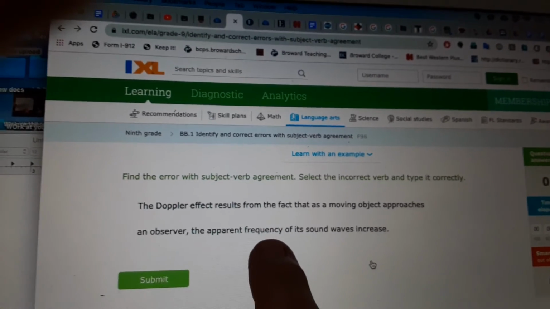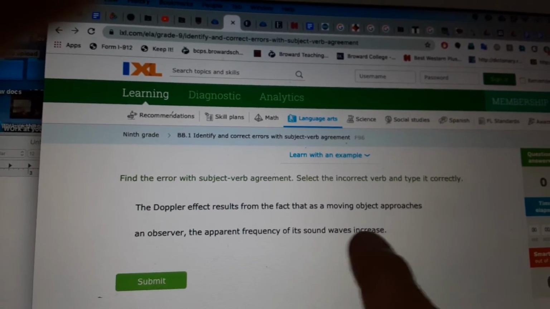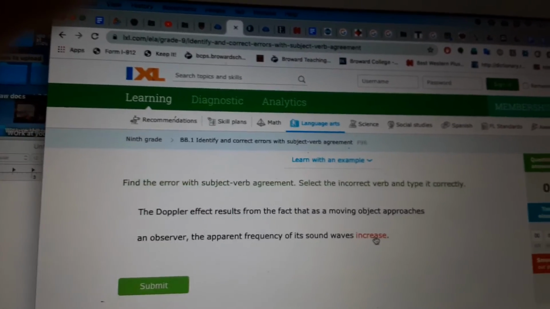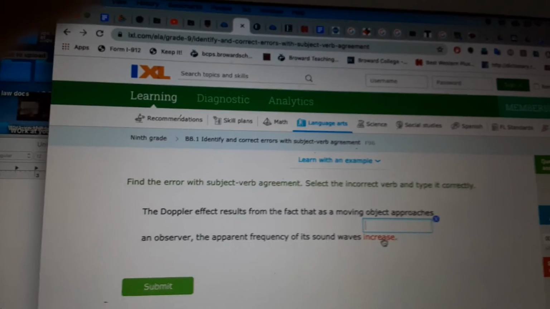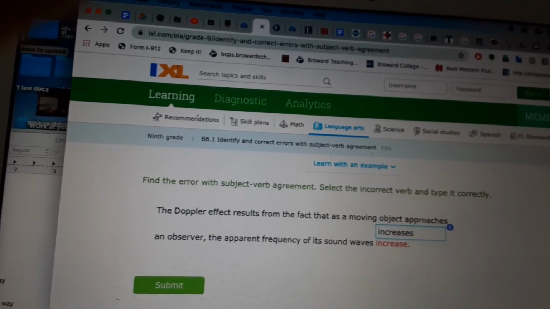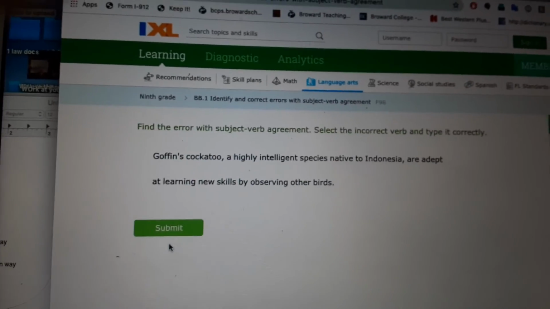The frequency of the waves increases. So I should click on that one. Boop. And this should be instead increases, like that. Let's see if I got it right. I did it! That's great.